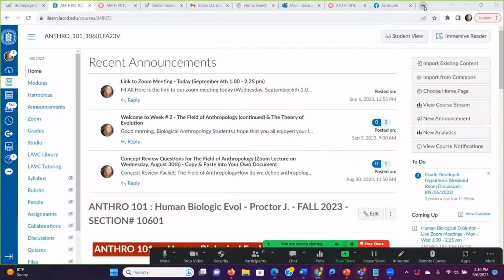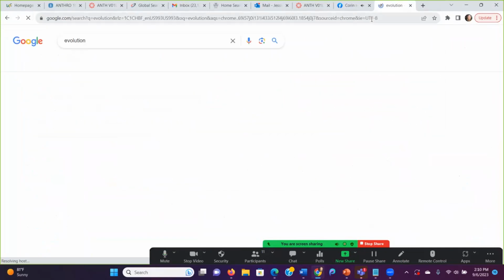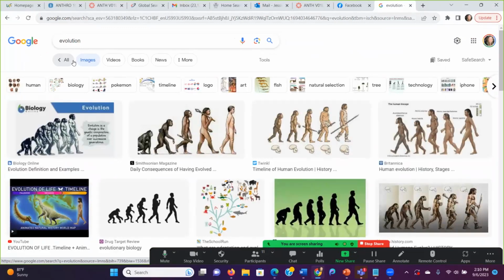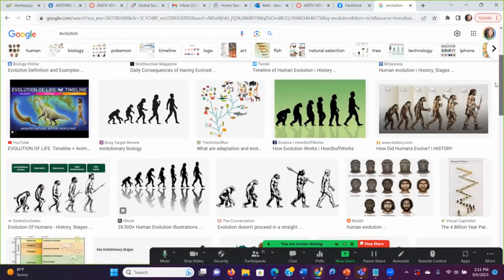So if you go to just a random search engine and you type in the word evolution, and then go to images, the image that pops up constantly is this image of a chimpanzee on one end, and then a gradual linear progression from a quadrupedal chimpanzee that moves on all fours, to a bipedal human that walks on two legs. Now all of these images of evolution are incorrect, or at least a misrepresentation of how evolution actually works.